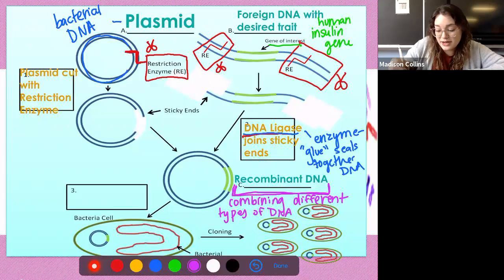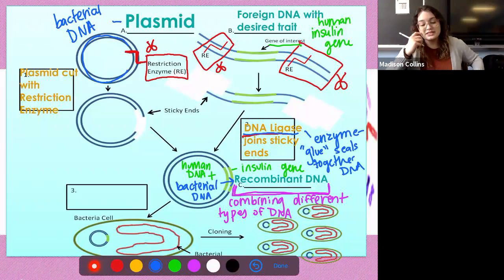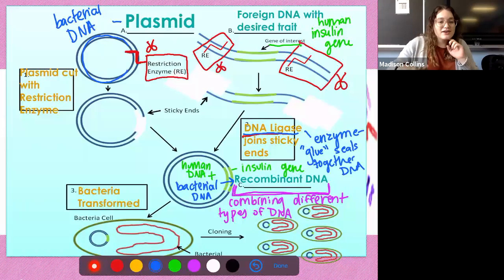So in this example, we're combining human DNA. I'll do that in green. Great, this is our insulin gene. So this is now human DNA plus bacterial DNA. And that means this is now recombinant DNA, right? We've combined those different types of DNA, right? Now, we're then going to insert that recombinant DNA back into the bacteria.